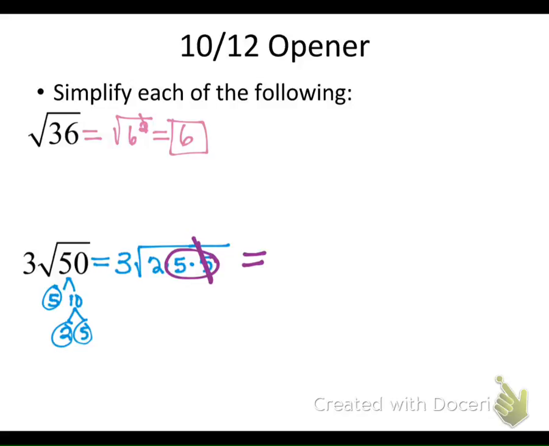3 times 5. Good. 3 times 5. Because I already have one number in the coefficient here. This 5 canceled and is moving to the coefficient. So you're going to have to take 3 times 5 and get 15. Square root, what's stuck in the radicand yet? 2. So that will be your final answer. All right, let's take a look at the next one.